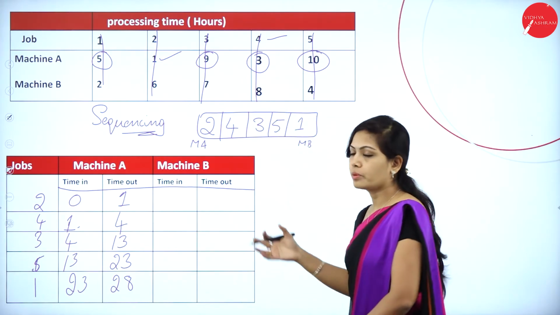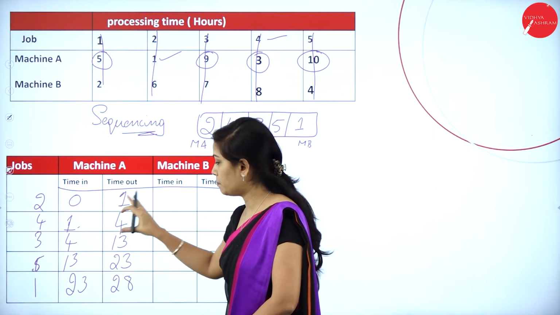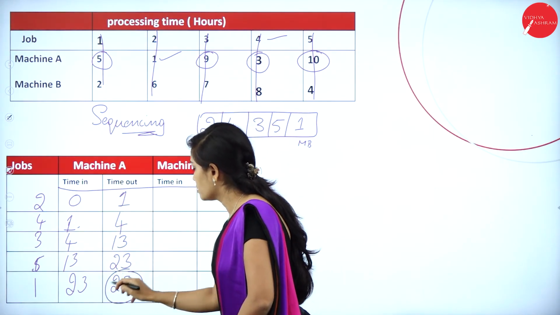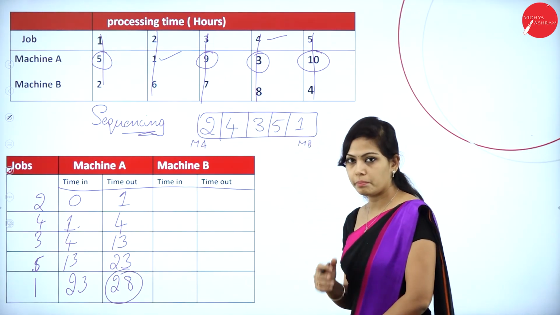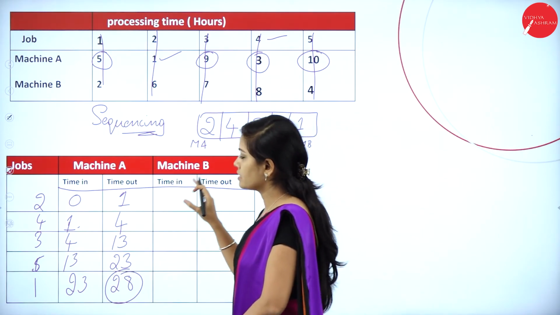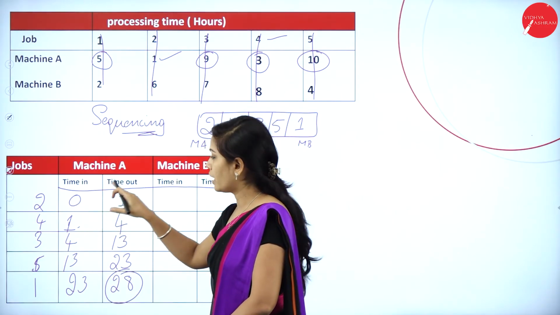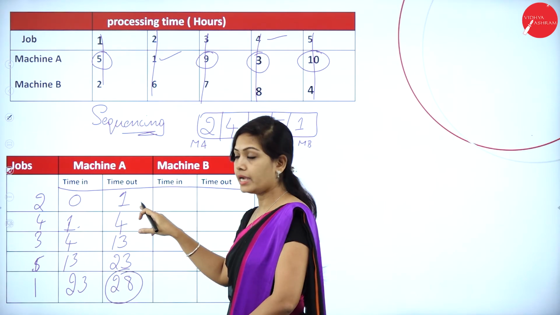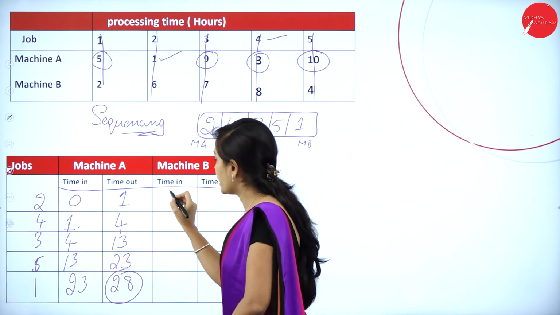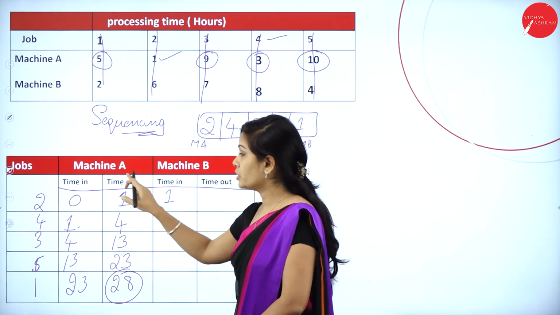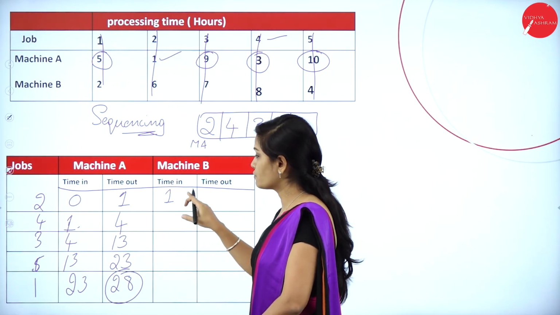Clear? And for machine B. So, here the task is completed for machine A. This is completion task for machine A. Clear? And now I will find out for machine B also. Here, listen carefully. For machine A, processing time starts from 0 and ends with 1. Right? So, again it will not waste its time. So, processing time of machine B again starts from 1 only. Machine A timeout is 1. Again it will not waste its time. Again it will start from 1.